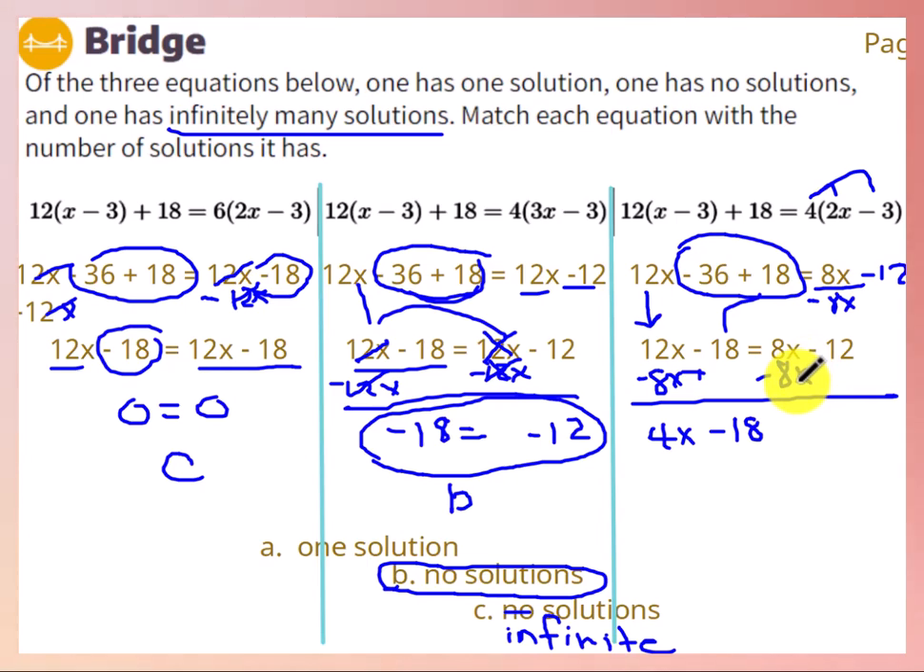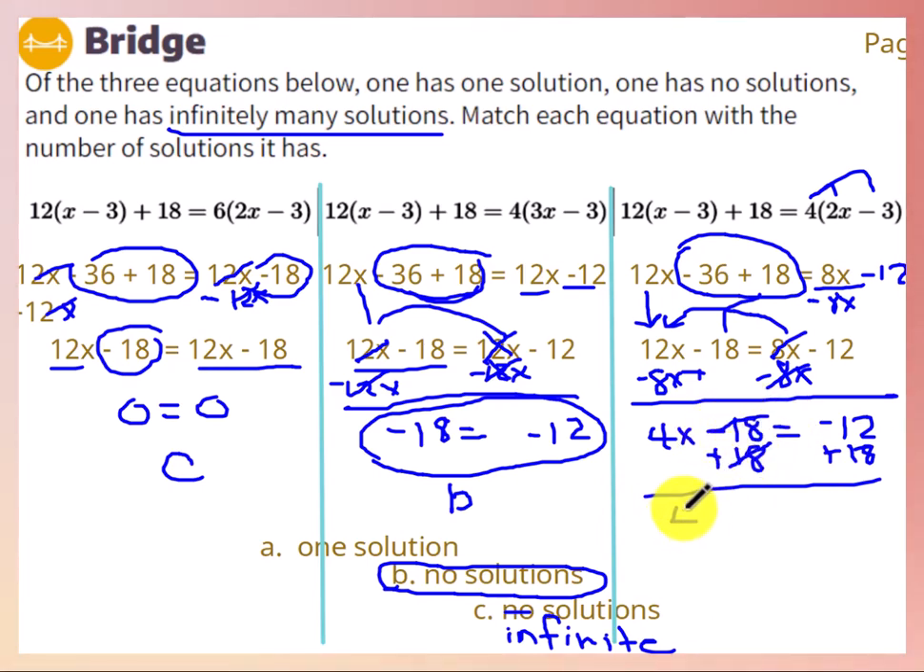I was trying to move that 8x from the right to the left. That's going to be 0. Write your equal and bring down your negative 12. Now I want to get the constants on the right, so add 18 to both sides. Plus 18. Negative 18 and positive 18 is 0. Bring down the 4x. Bring down your equal. Negative 12 plus positive 18 is positive 6.